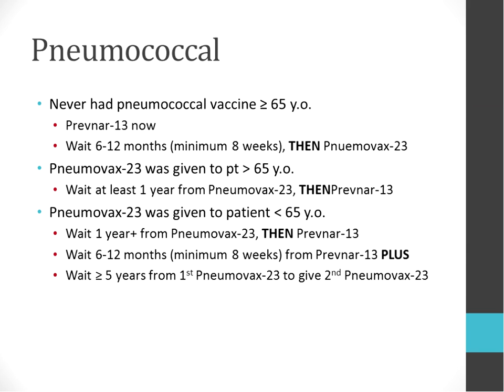Basically, if the patient hasn't had a pneumococcal vaccine before, they're going to get the Prevnar 13, wait 6 to 12 weeks, and then they're going to get the Pneumovax 23. And there's variations depending upon how old the patient is and whether or not they've had previous vaccination against the pneumococcals.